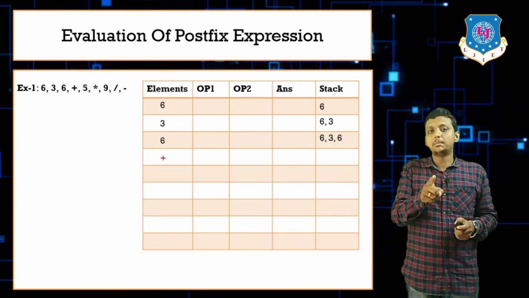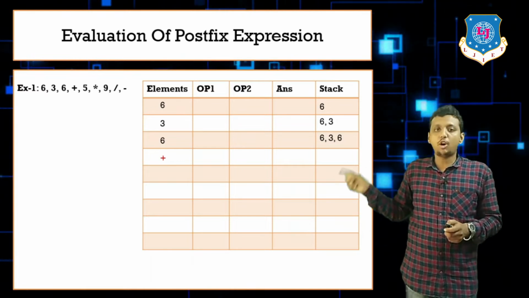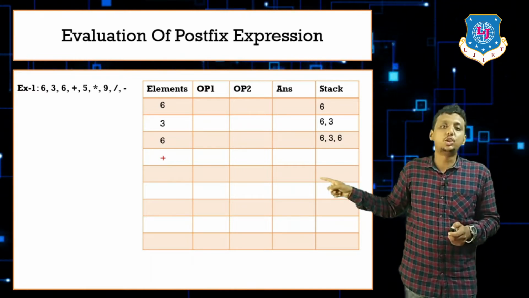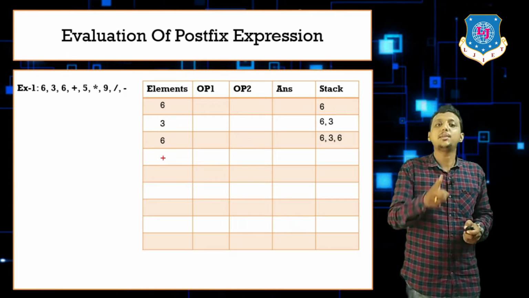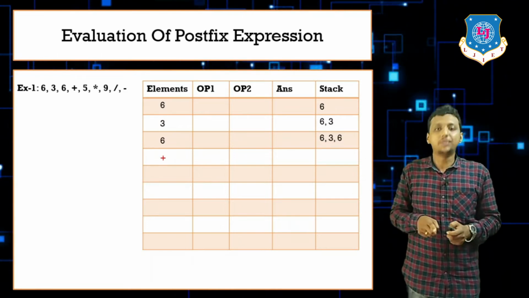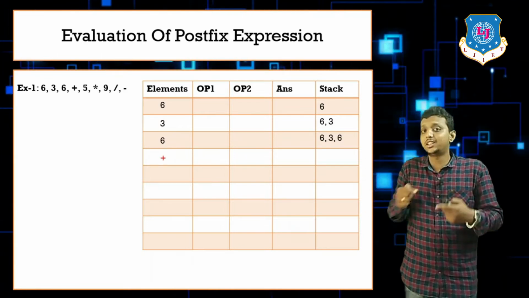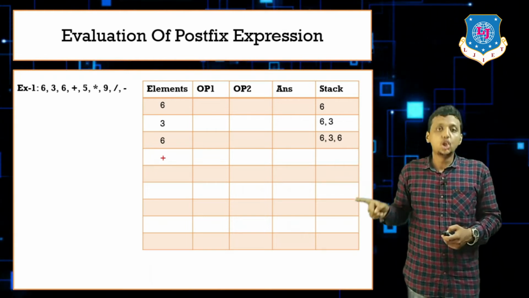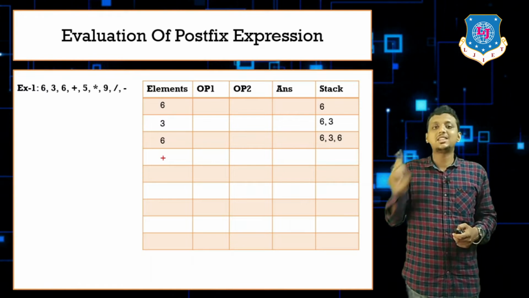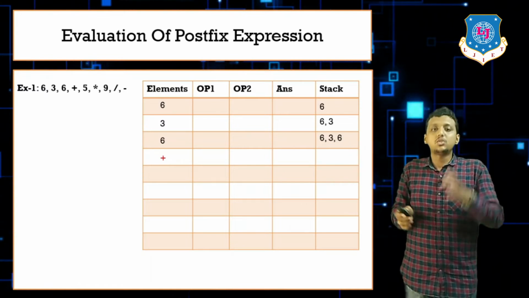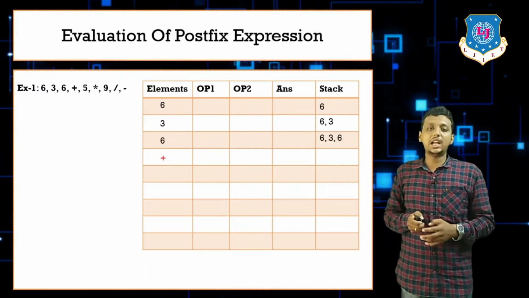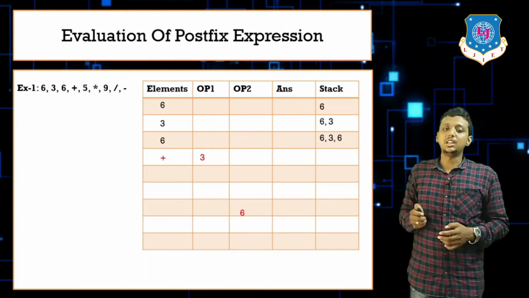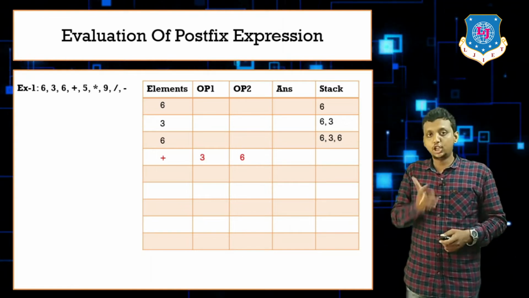So always remember, your first popped out element will set in the OP2 and the second popped out element is set in the OP1. Again repeating this, your first popped out element is set in the OP2, your second popped out element is set in the OP1. So students, here how we'll get this? See, this is my 3, this is my 6, because I need to pop two elements.